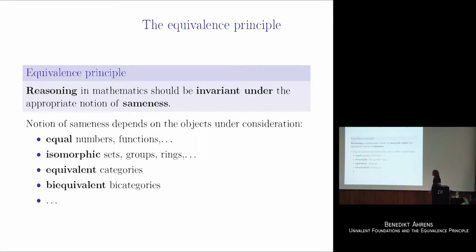So what do I mean by that? Reasoning in mathematics should be invariant under an appropriate notion of sameness that takes into account the nature of the objects that I'm looking at. For instance, when I compare numbers, I compare them up to equality. So this is, say, a base case, or when I compare functions. But when I compare sets or groups, I don't compare them up to equality, but up to isomorphism. And I want my reasoning about groups to be invariant under isomorphism, not just under equality of groups. And when I go up, let's say, a categorical hierarchy, I get weaker and weaker notions of sameness.